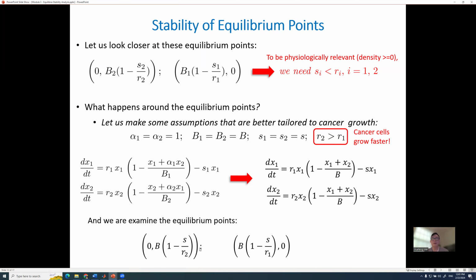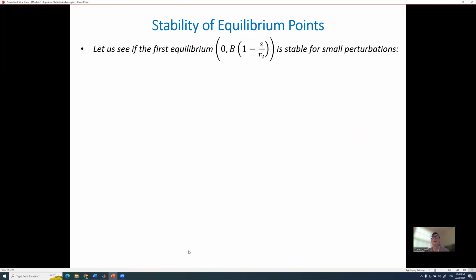So let's first examine equilibrium point number 1, the first equilibrium point. What does it represent? It represents the maximum. The first equilibrium point means the healthy cells have a density of 0, and the cancer cells have an equilibrium density of this. That means a maximum sort of cancer proliferation. There's no healthy cell left.